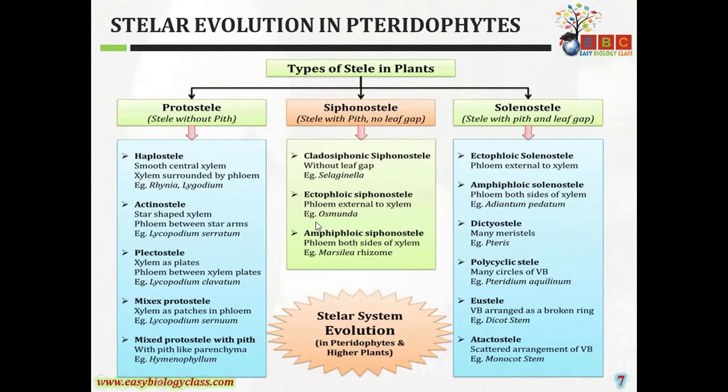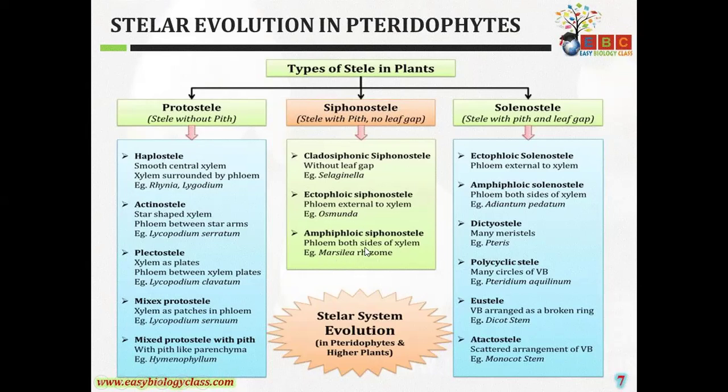Amphiphloic, amphi, that means on both sides. That means phloem will be lying on both sides of the xylem, that is the outer xylem and the inner xylem. Phloem will be present on both sides of these xylem elements. In between these two xylem elements, we can see the presence of the phloem.